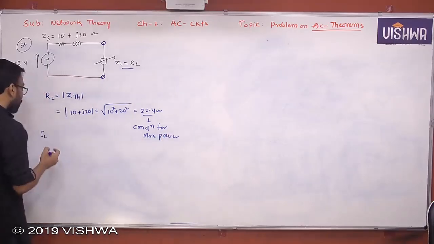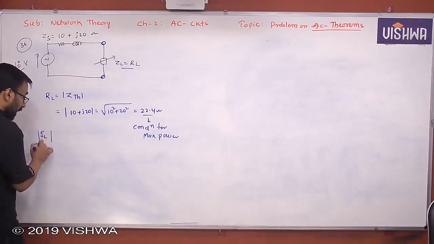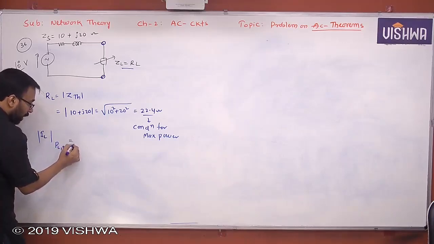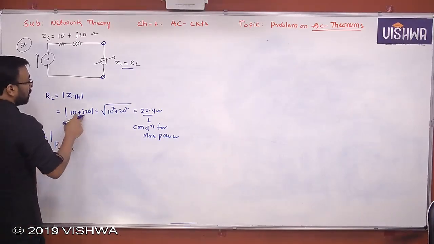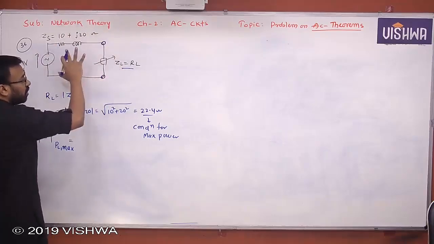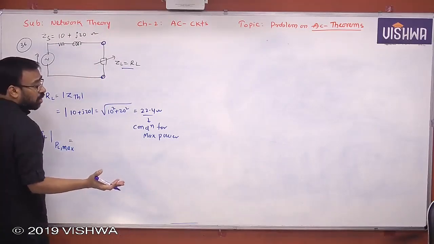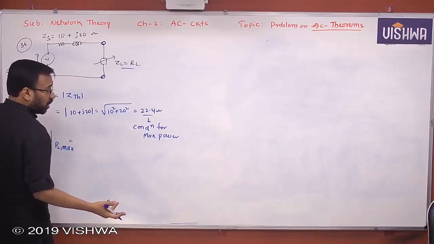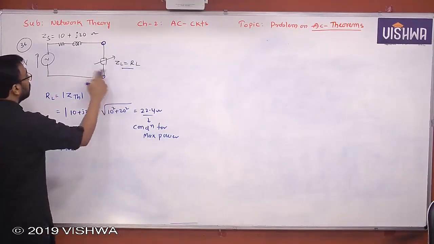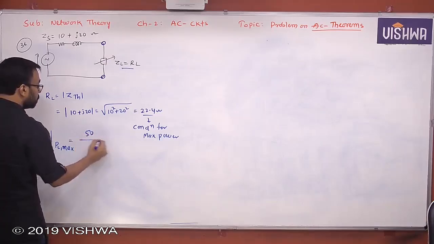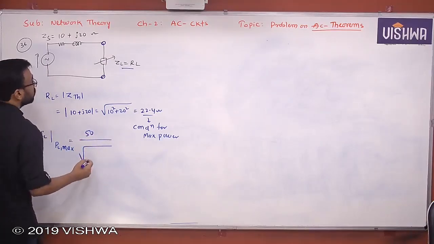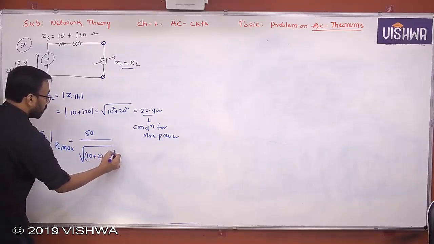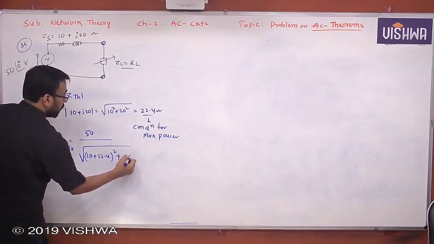What is that maximum power value? For that I told you one technique. You find IL for PL max directly. There is no need to remember the formula. Just substitute here. This entire circuit now corresponds to maximum power transfer, so whatever you find corresponds to maximum power transfer only. So you get 50 by root of 10 plus 22.4 whole square plus 20 square.